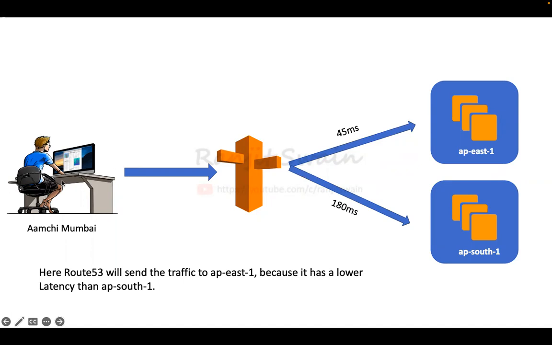The network will automatically route to the Singapore region. The traffic will go to the Singapore region because the latency is very low, 45 milliseconds. So we are getting a faster response from here.